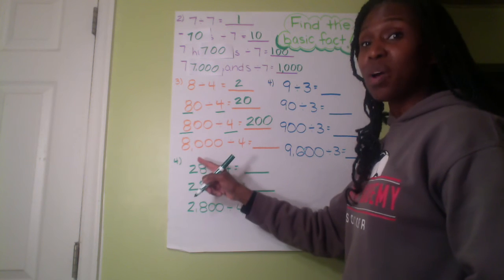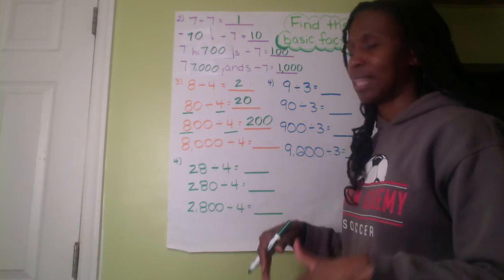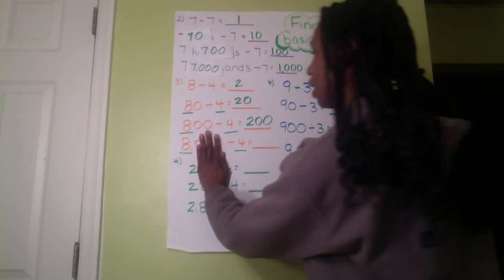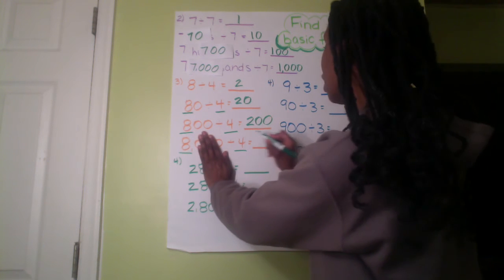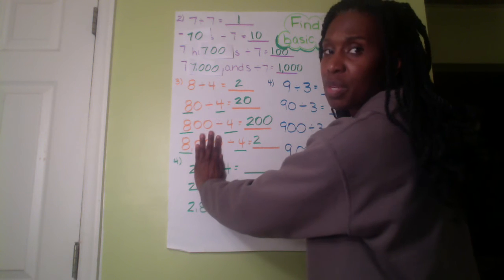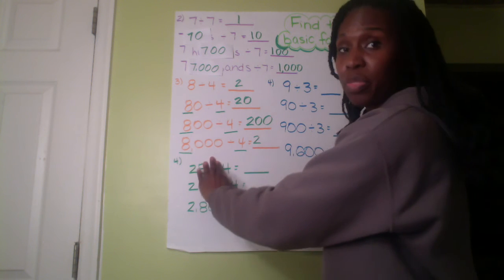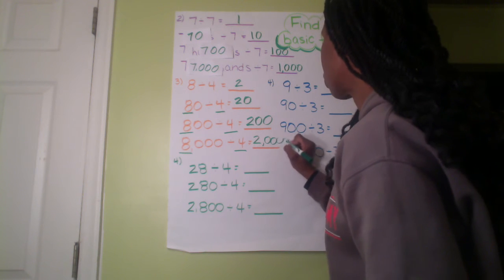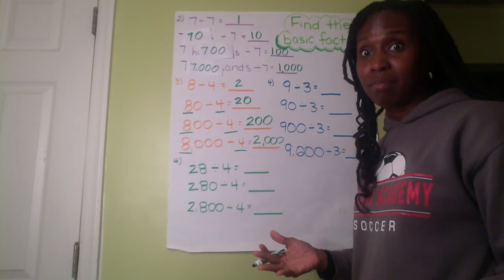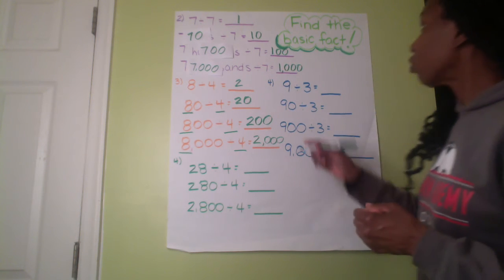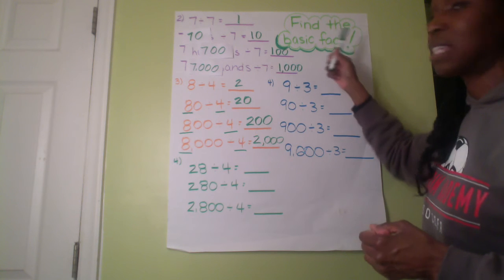And then 8,000 divided by 4. You got this. The basic fact is 8 divided by 4. Same thing, 8 divided by 4 is 2. But now I need to reveal those zeros. How many zeros do I have? 3. So I'm going to have 3 zeros in my answer as well. 1, 2, 3. Not bad, is it? No, it's not bad at all. Let's go on to number 4. Remember, we're going to find the basic fact.